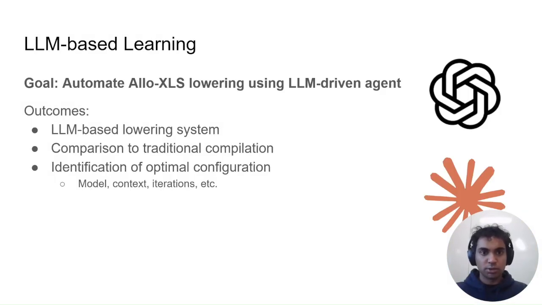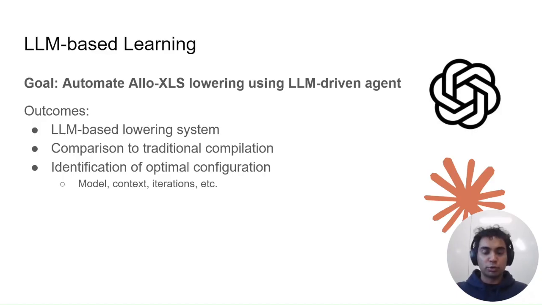The second thrust of this project examines the usage of an LLM agent-based system to automate the generation, validation, and refinement of Allo to XLS lowering. This exploration is motivated by the widening adoption of LLMs and growing interest in its applications. Our work developed a full LLM-based lowering system from Allo input to DSLX output, metrics for comparison to manual lowering through traditional compilation techniques, and an analysis of the optimal configuration of LLMs for this task.